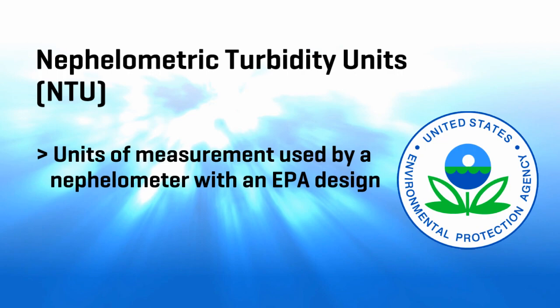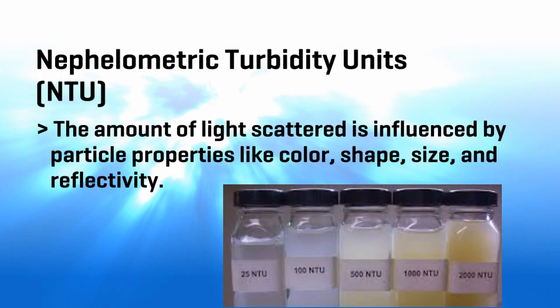EPA really uses NTU. If you're a public drinking water system reporting turbidity for compliance, they want you to report it in NTU. Basically, it's light scatter. It's influenced by the size of the particles in the water, how the particles are behaving. They're moving, they're flipping over, they're connecting up with other particles, they're breaking apart into other shapes.